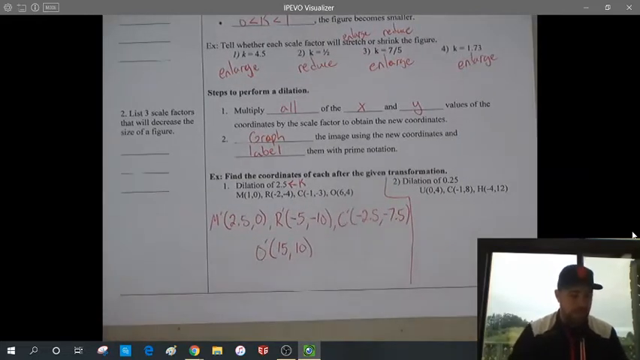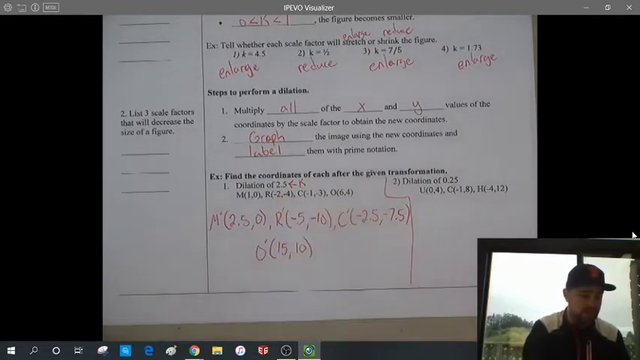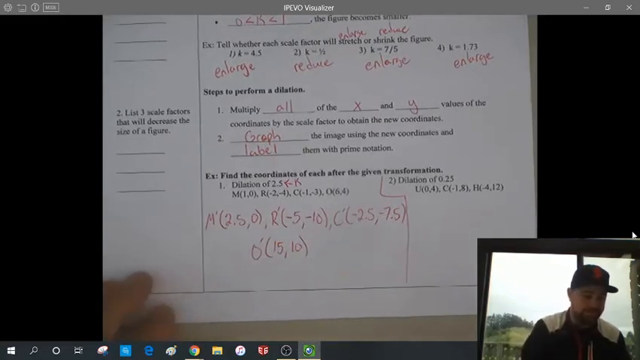Okay, so we're just taking the scale factor and multiplying it by all of the x and y values to determine where the new points will end up. And if you notice, since this is a scale factor of 2.5, it should be making an enlargement. All of our numbers, except for 0, got larger in value, which takes them further out away from the origin and therefore makes the overall figure larger.